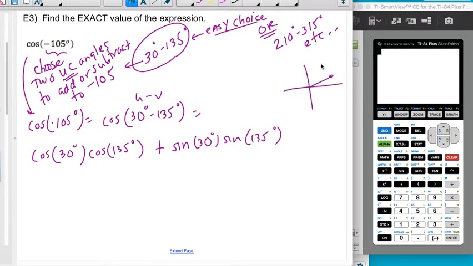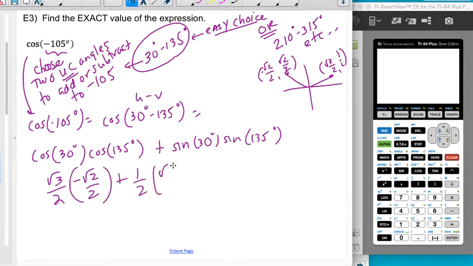So here's 30. That's root 3 over 2 comma 1/2. And here's 135. That's negative root 2 over 2 comma root 2 over 2. So I get that this is root 3 over 2 times a negative root 2 over 2 plus a 1/2 times a root 2 over 2. So I get negative root 6 plus root 2 all over 4.